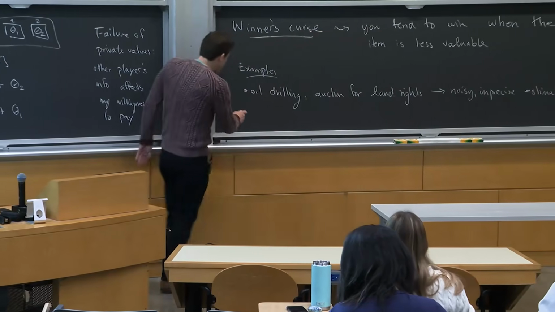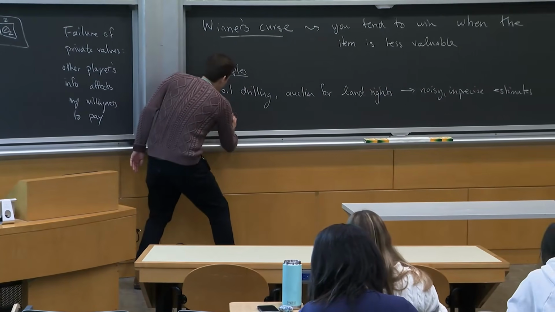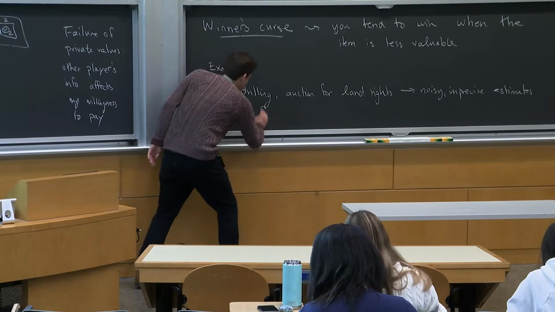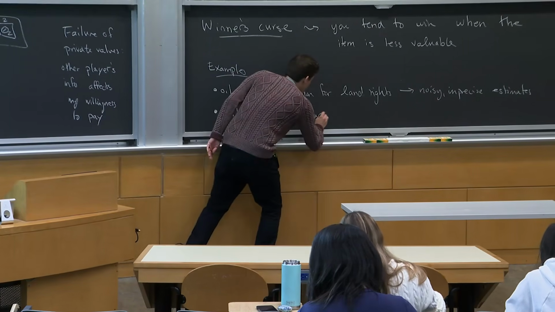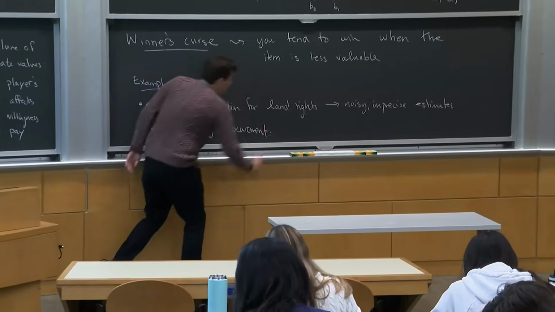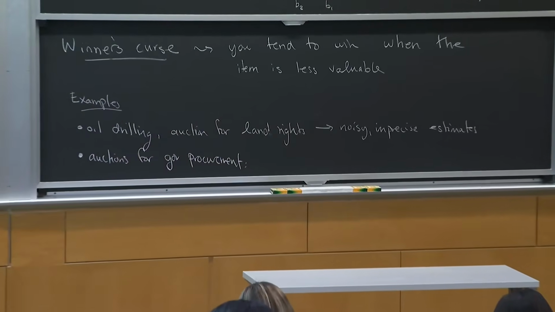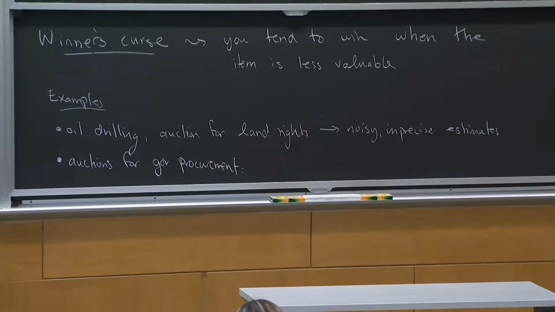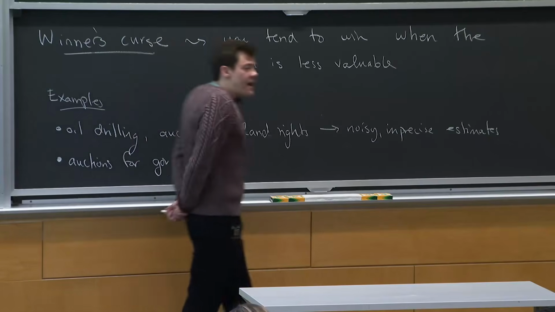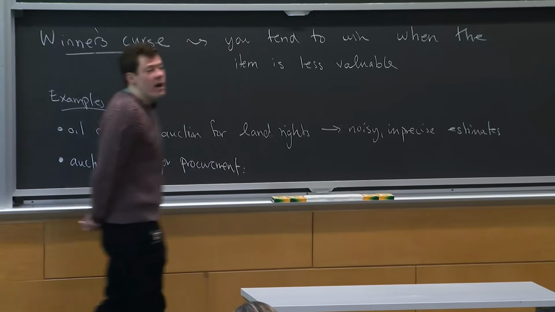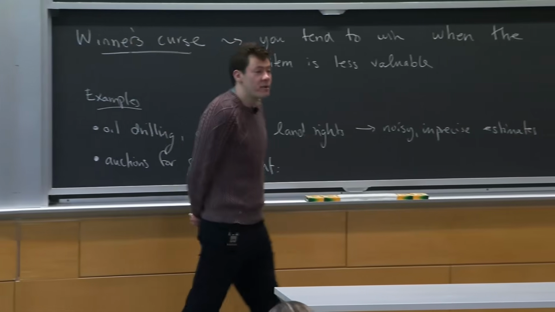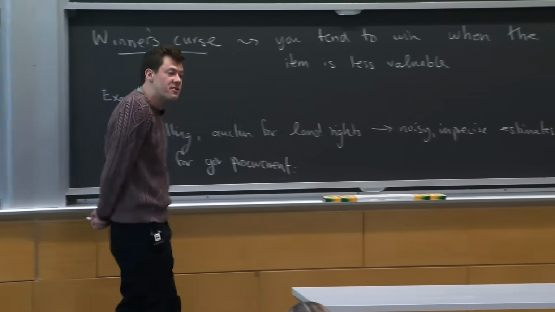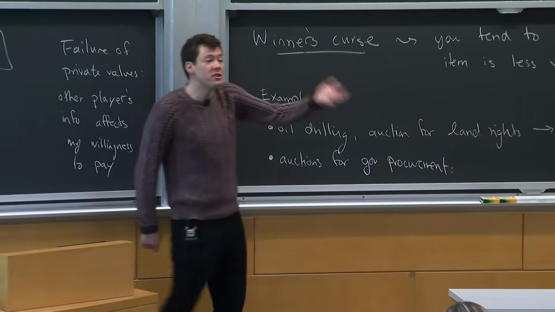Another example where this happens is auctions for, say, government procurement. So this is kind of the analog of this. What happens there? The government says, we want to build a subway. And now the firms are going to bid on the amount that they need to get paid to build the subway. So I might say, I'll build it for 100 million. Someone else says, I'll bid it for 110 million. Someone else says, I'll build it for 90 million. And the government chooses the lowest bidder.